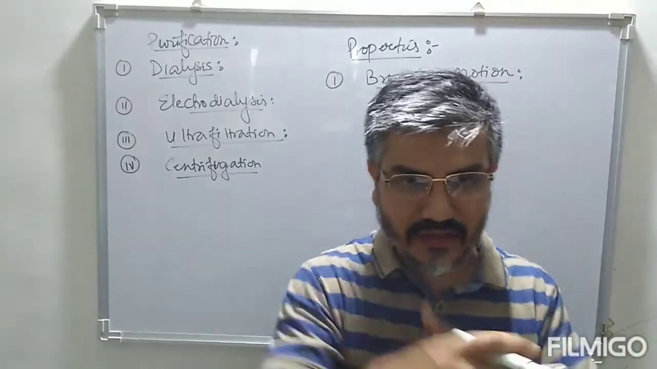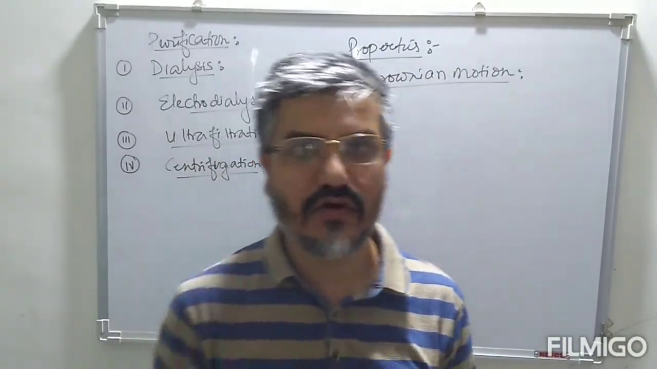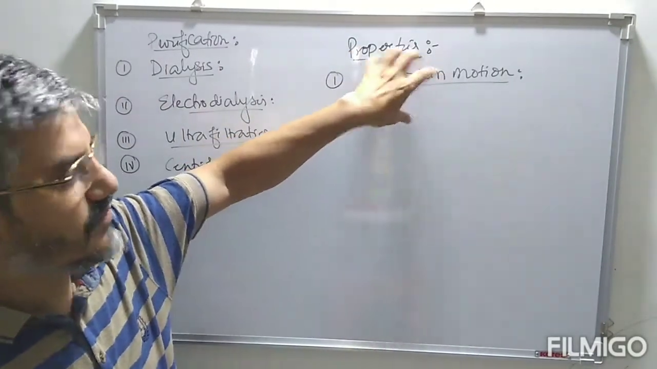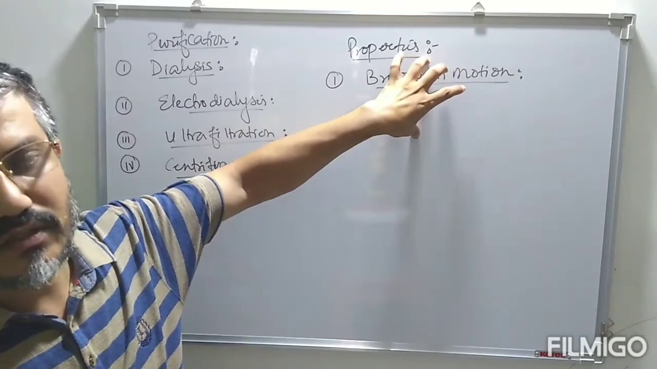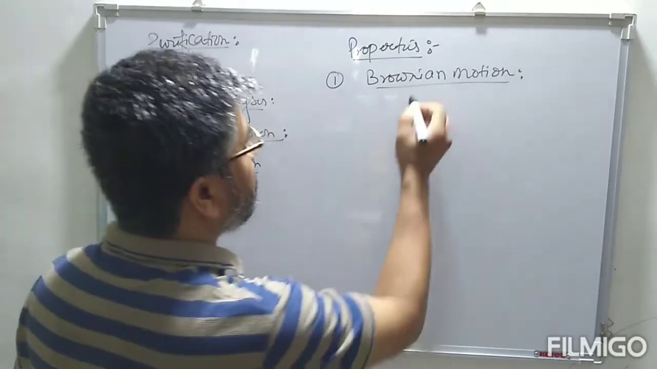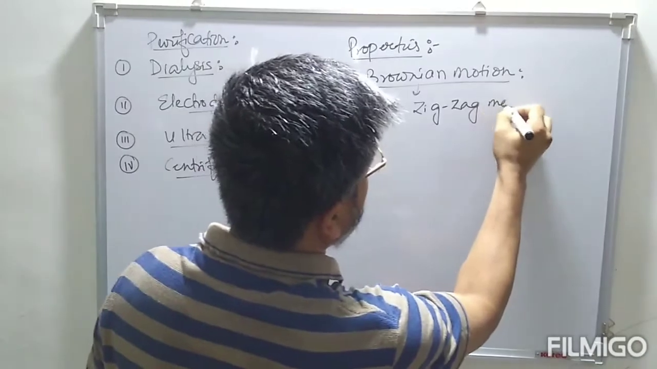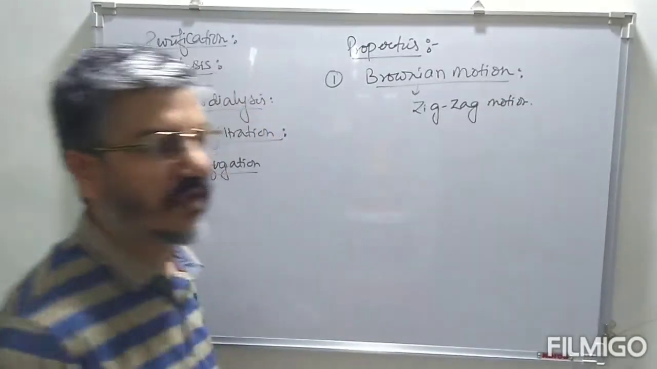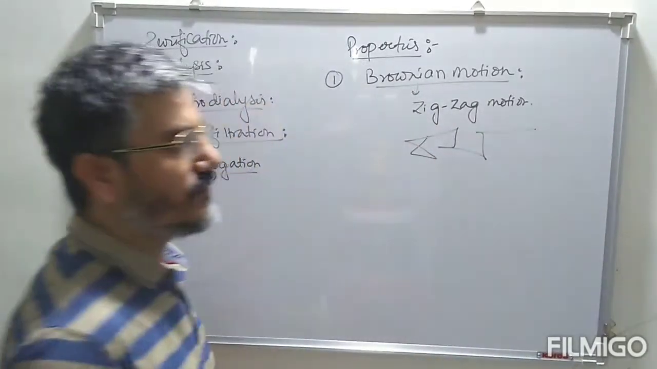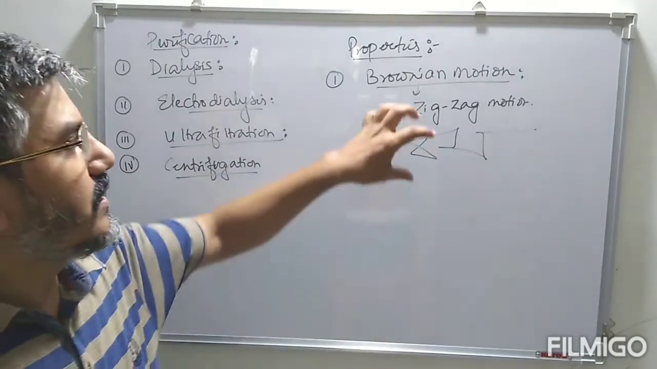found to move in an irregular zigzag way. This irregular zigzag movement of particles of colloidal solution is known as Brownian motion. Because this was observed for the first time by Brown, in honor of the scientist, this is given as Brownian motion. So this is zigzag motion. This irregular zigzag motion of the particles of colloidal solution is known as Brownian motion.